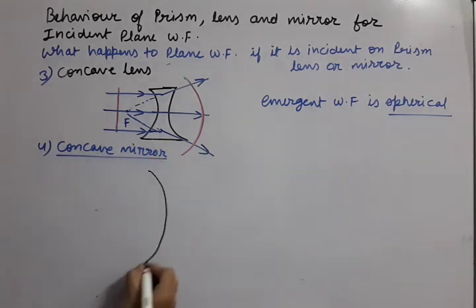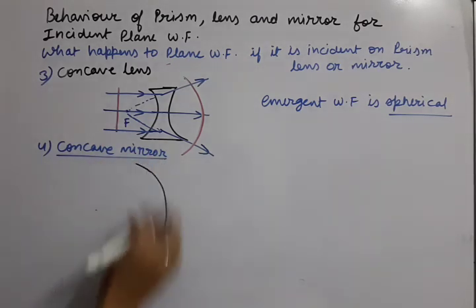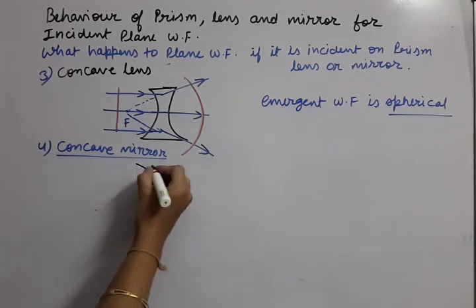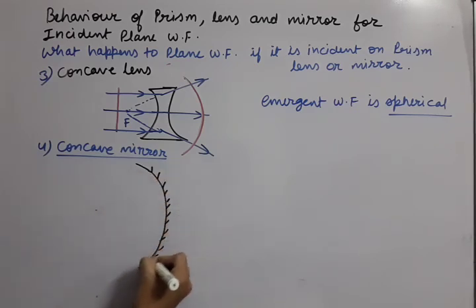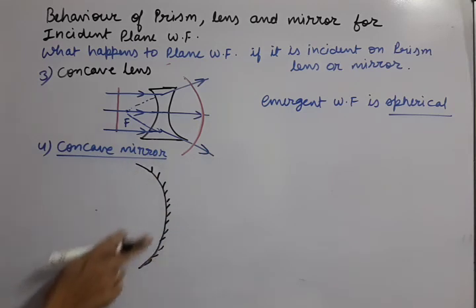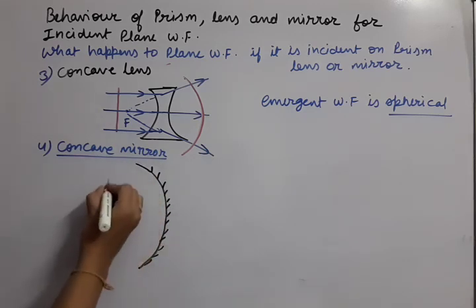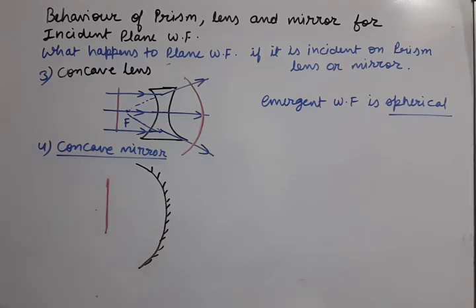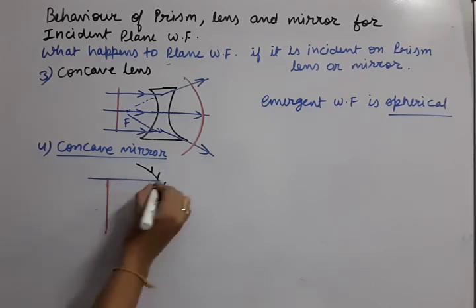So this is our concave mirror. Concave mirror means inner surface is reflecting, outer surface is non-reflecting. So non-reflecting surface we always have to shade. So inner surface is reflecting. So जो reflecting surface होती है उसके सामने हम रखते हैं हमारे ऑब्जेक्ट को. तो हमारा ऑब्जेक्ट क्या है? प्लेन वेव फ्रंट. अब क्या करेंगे? 3 रेज बनाएंगे.